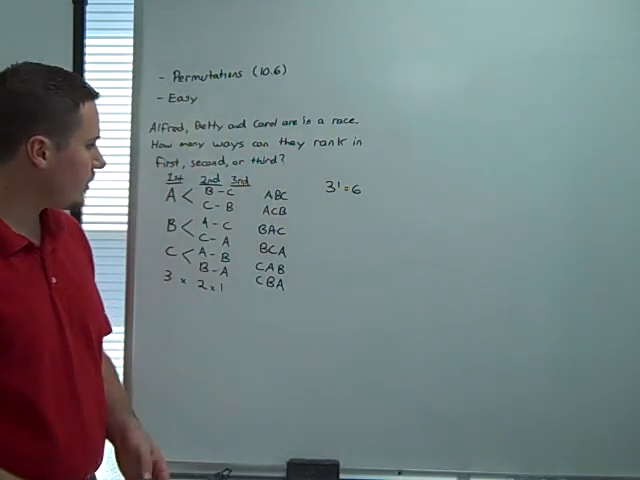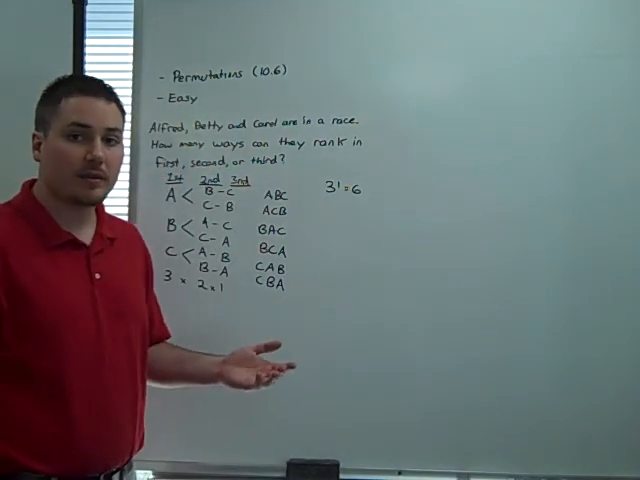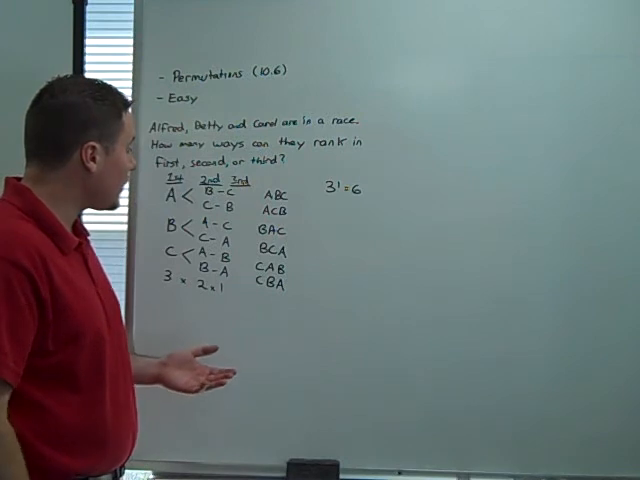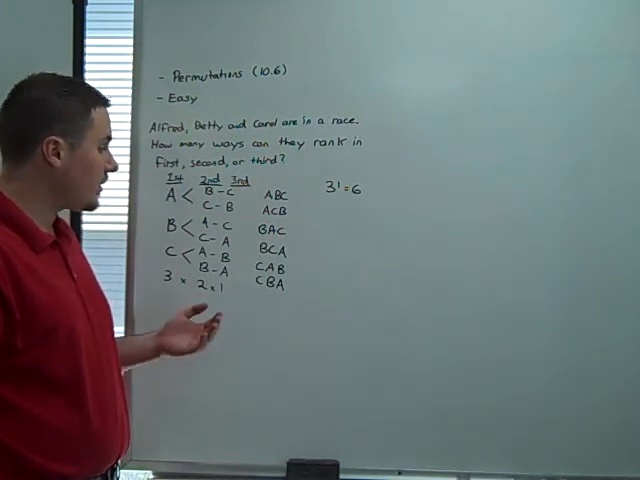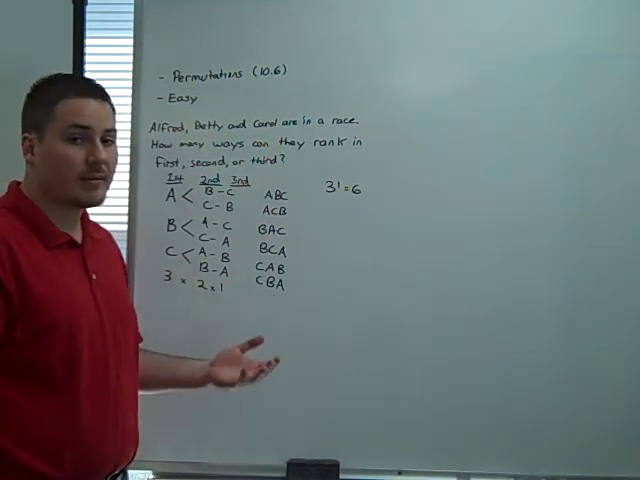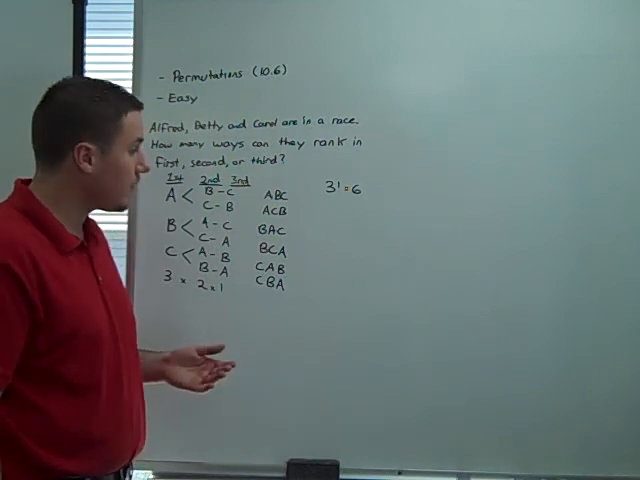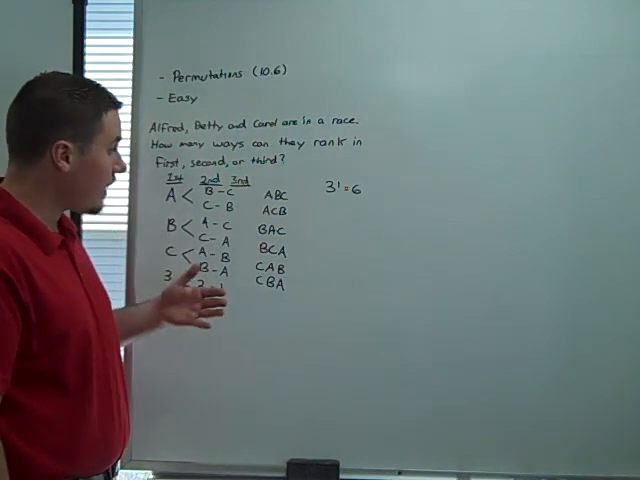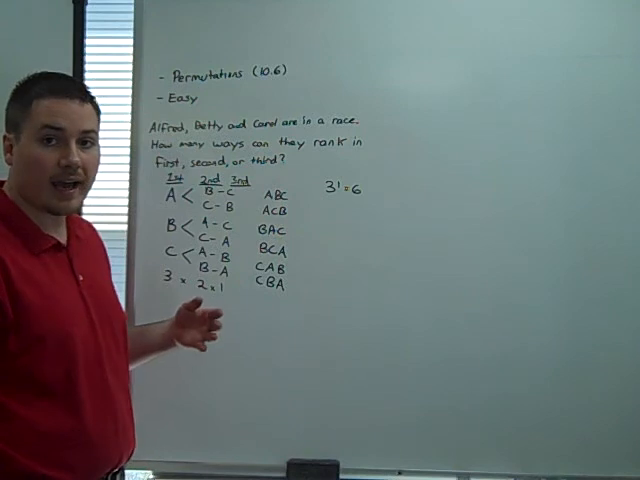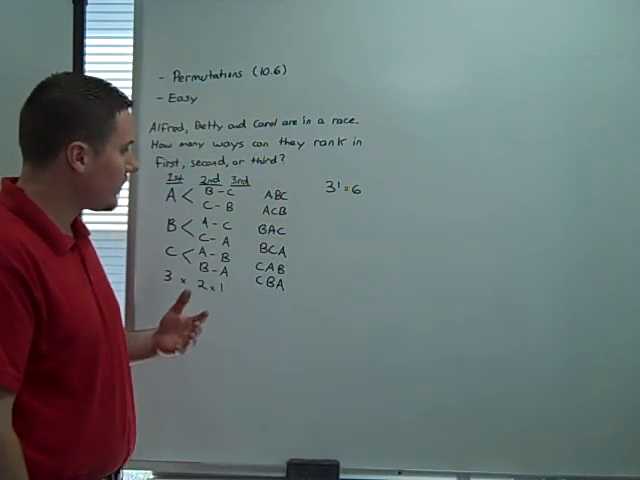And in general, that's true. If I have 5 people racing, and I want to know how many ways those 5 people can come in first through 5th place, it's going to be 5 factorial, or 120. Okay, because at each step, I count the number of choices I have when I make a given decision. All right?